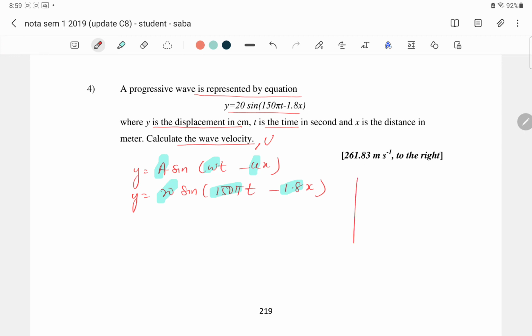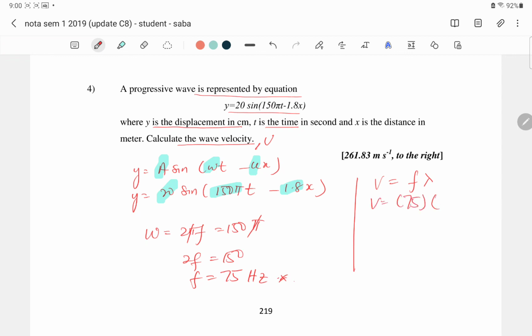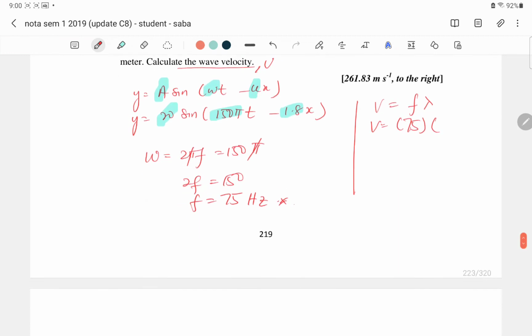So calculate the wave velocity. We know that v is equal to fλ. So here you have to find your frequency first. We can find frequency from our ω: 2πf equal to (1/5)π. So 2f equal to 1/5. Frequency is 75 Hertz. Okay, 75 Hertz.